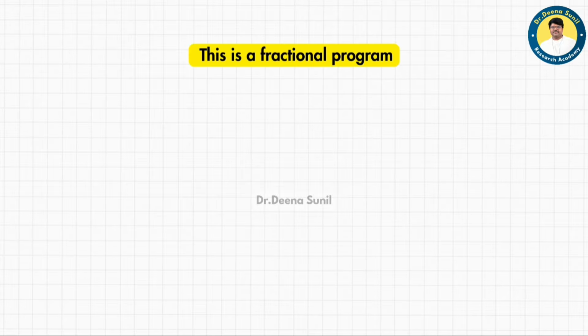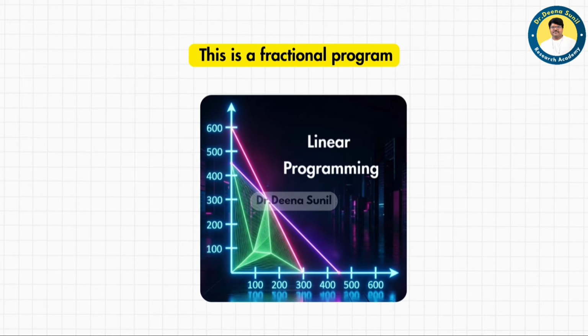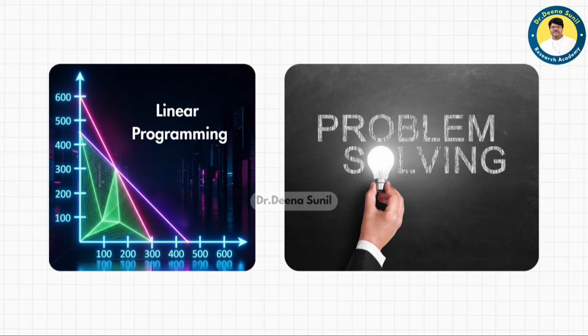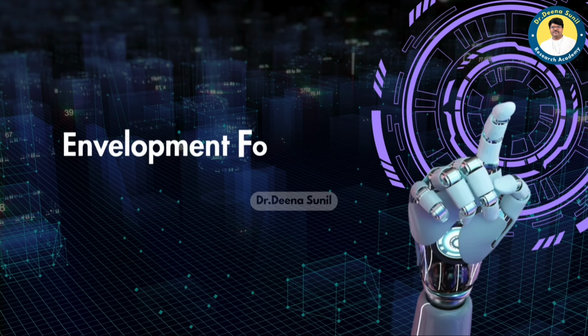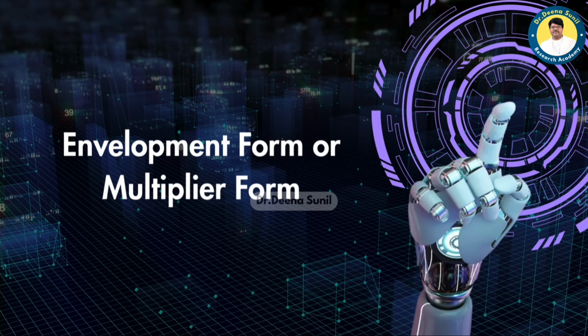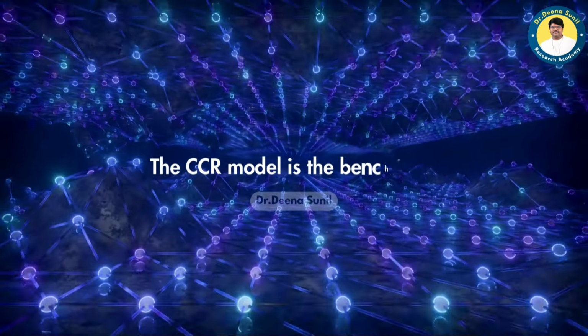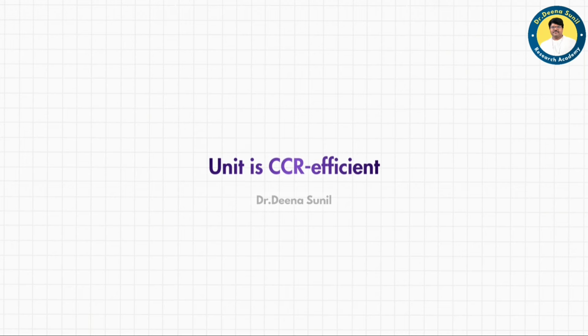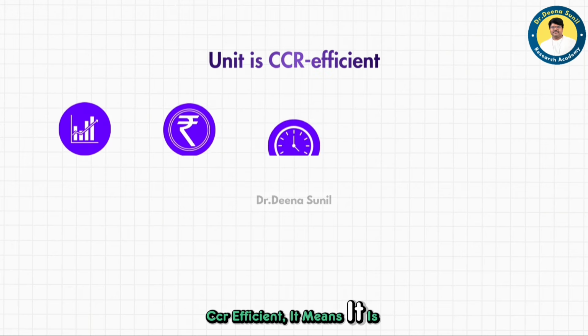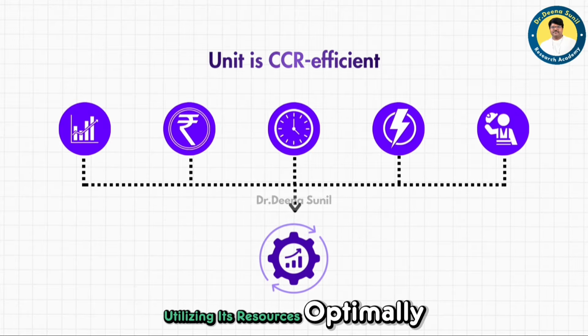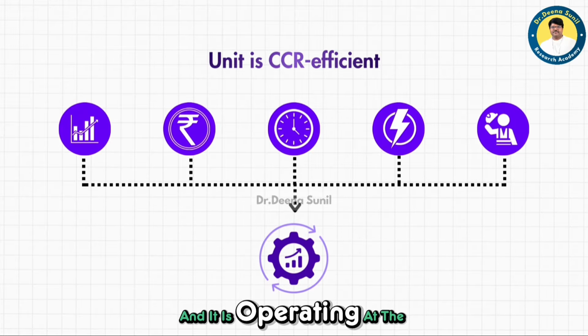Since this is a fractional program, it is typically converted into a linear programming problem for solving, often referred to as the envelopment form or multiplier form. The CCR model is the benchmark. If a unit is CCR efficient, it means it is utilizing its resources optimally and operating at the optimal scale size.